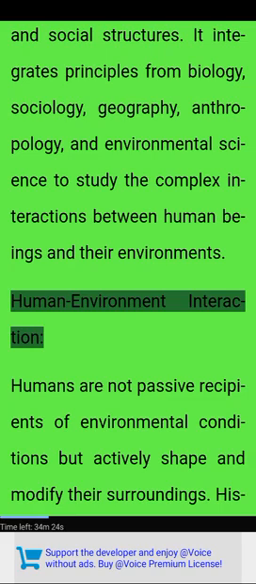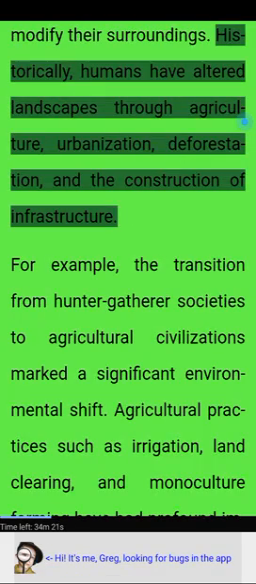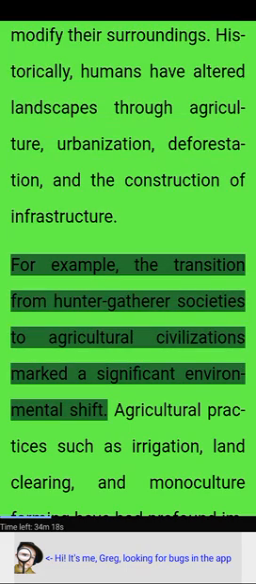Human-environment interaction. Humans are not passive recipients of environmental conditions but actively shape and modify their surroundings. Historically, humans have altered landscapes through agriculture, urbanization, deforestation, and the construction of infrastructure. For example, the transition from hunter-gatherer societies to agricultural civilizations marked a significant environmental shift.